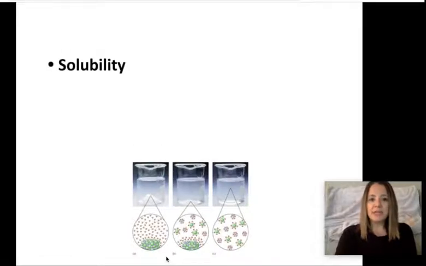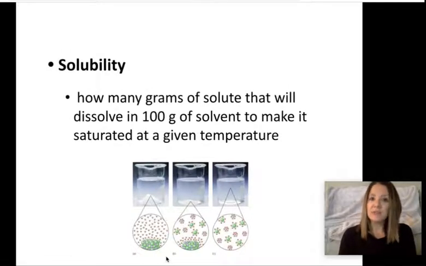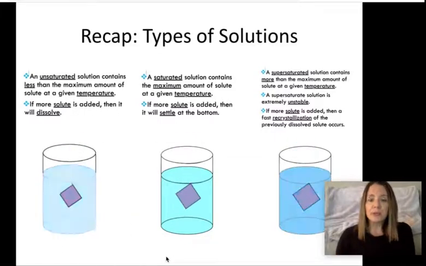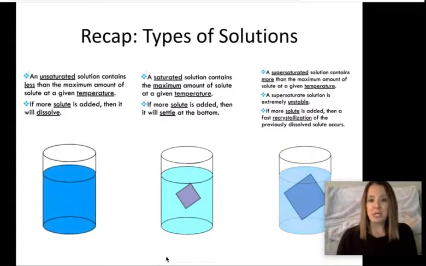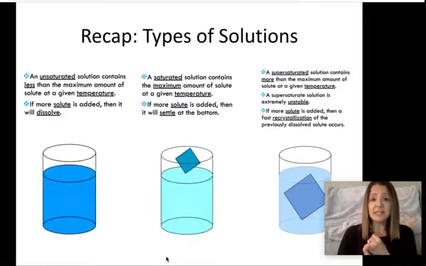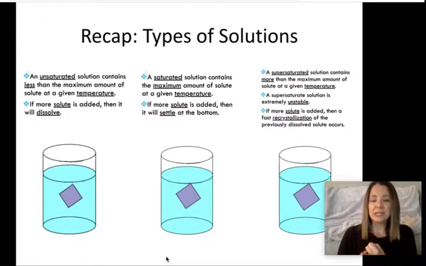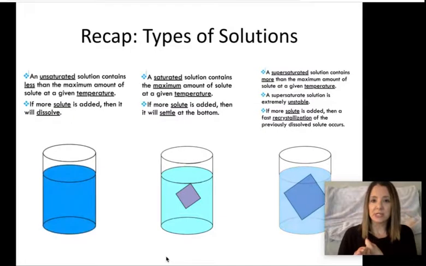You will have already written this definition down, but let's just refresh our memory on what solubility is. Solubility is the amount of solute that can dissolve in a given volume of solvent at a given temperature. Usually, our solubility curves are based on 100 grams of water. We know that there are three different types of solutions that you can have: an unsaturated solution, a saturated solution, and a supersaturated solution.